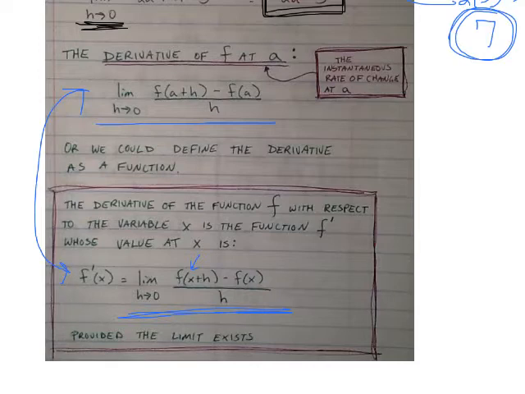So we have our function f, and the derivative of that function with respect to the variable x, which we will call f prime, is this value, provided the limit exists. We'll get into later on scenarios where this limit doesn't exist and talk about what that means in calculus. But for now, we're just going to focus on ones where the limit will exist, just to keep it simple.